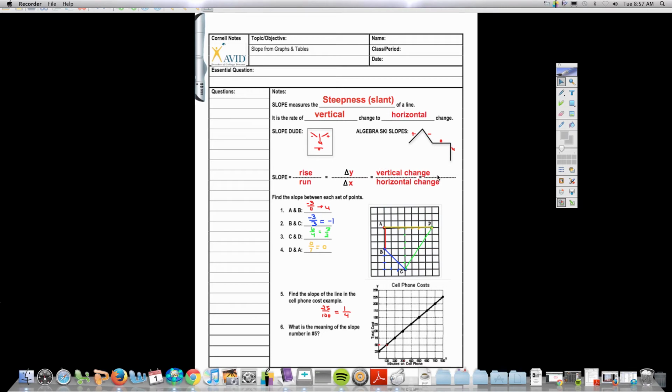Still talking about slope, and in this set of notes, we're talking about slope from graphs and tables. So, given a graph or given a table, finding the slope of that line. So, just review real quick.